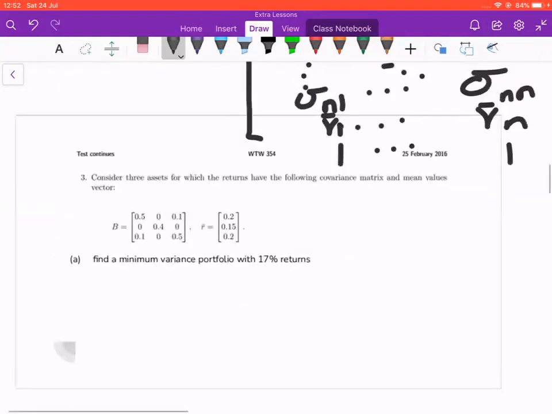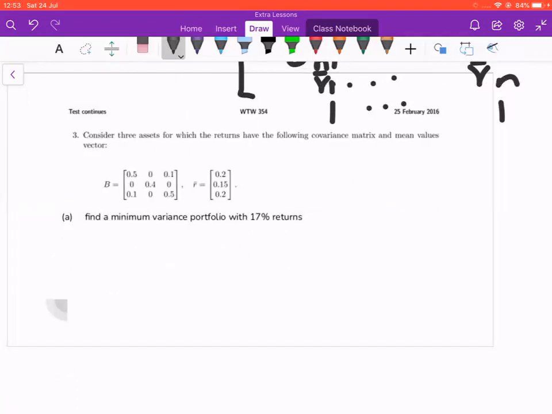So this question says consider 3 assets for which their returns have the following covariance matrix and the mean value vector. So this one is the mean value vector. This one is the covariance matrix. So they want you to find the minimum variance portfolio, which has returns of 17%. So how do you do this?